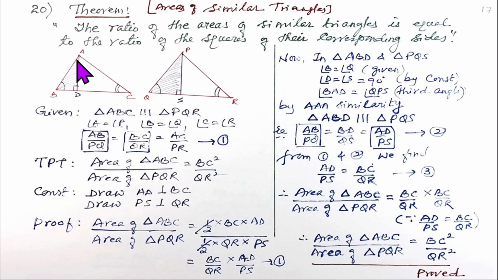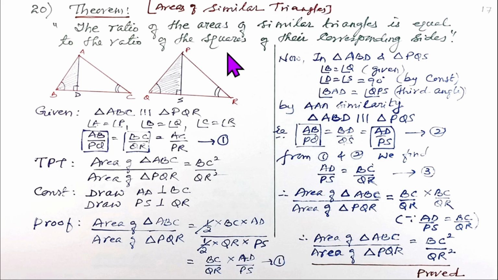The ratio of the area of these two triangles, that is triangle ABC and triangle PQR, is equal to the squares of their corresponding sides. That means area of triangle ABC divided by area of triangle PQR is equal to BC square upon QR square, or AC square upon PR square, or AB square upon PQ square. So that is the meaning of the statement.